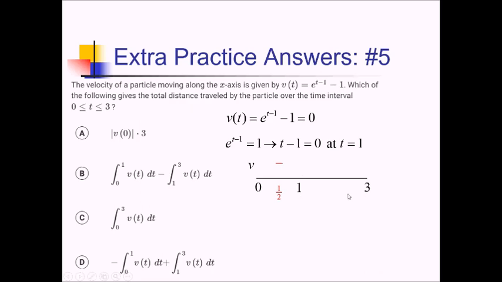Now something between 1 and 3, 2 seems pretty easy. In that case, I've just got e to the 2 minus 1 minus 1. That's just e minus 1. We know e is 2 point something, so that's going to come out positive.